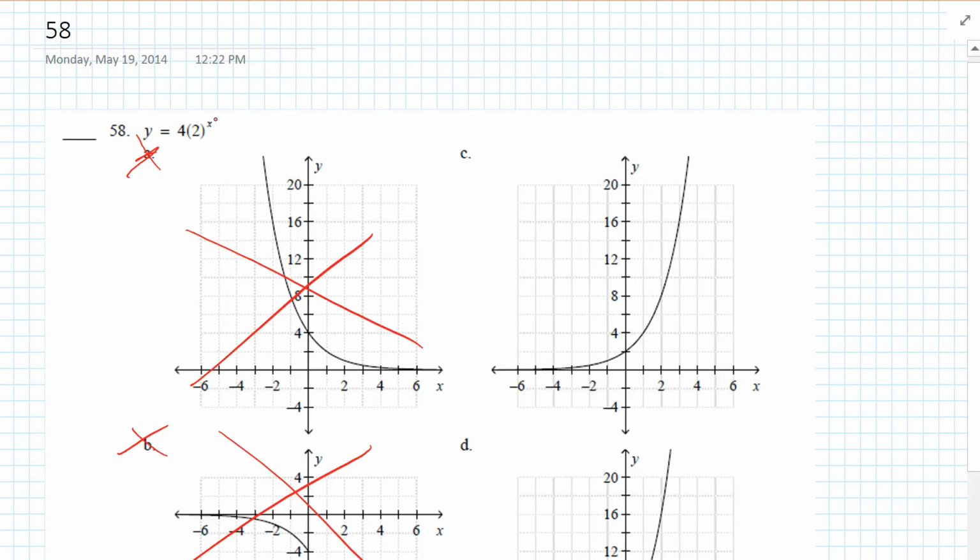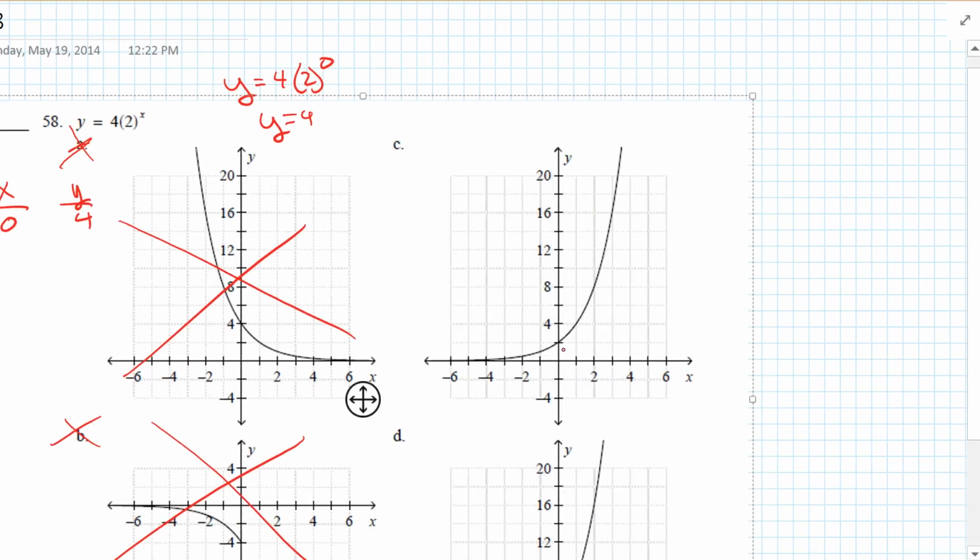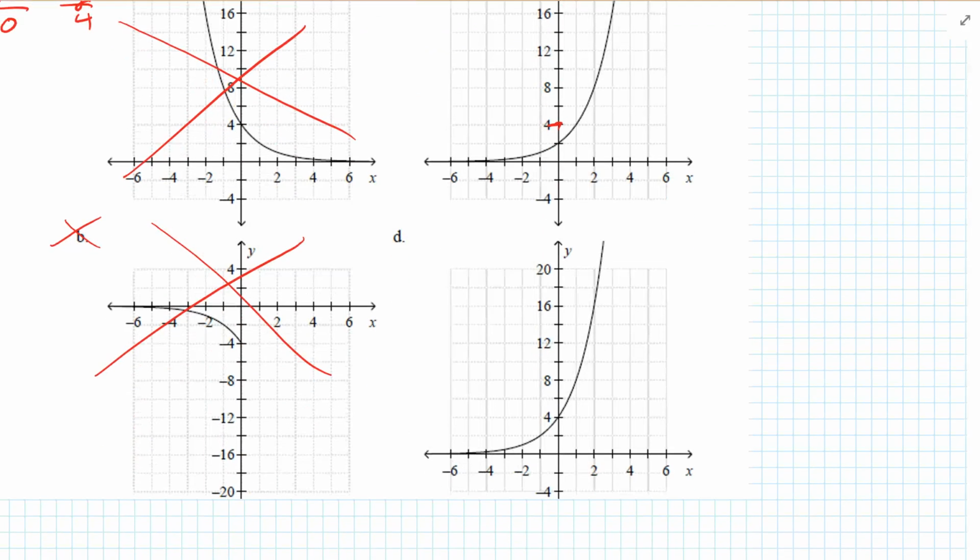So when x equals 0, it'd be y equals 4 times 2 to the 0. What's 2 to the 0? 1. So it'd be y equals 4. So when x is 0, y is 4. Okay, x is 0, y is not 4. So C is not right. X is 0, y is 4. Going up. So my answer is D.